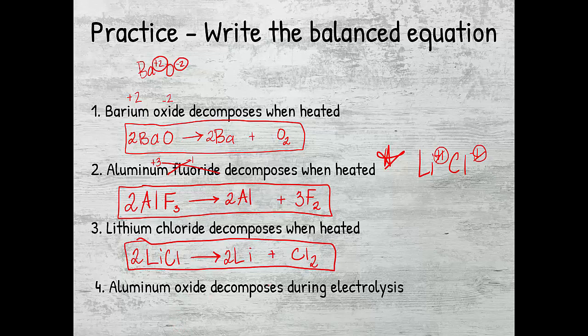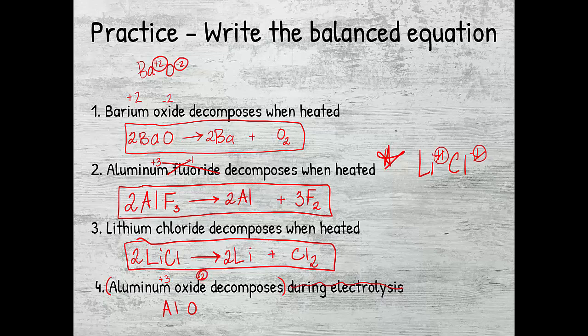Aluminum oxide decomposes during electrolysis. What we really need to focus on here is that aluminum oxide decomposes during electrolysis. It's just telling you how, but it doesn't change how you write the balanced equation. Aluminum oxide. I'm going to think to myself AlO, but I need to do the charges. Aluminum has a charge of +3, and oxide has a charge of -2.